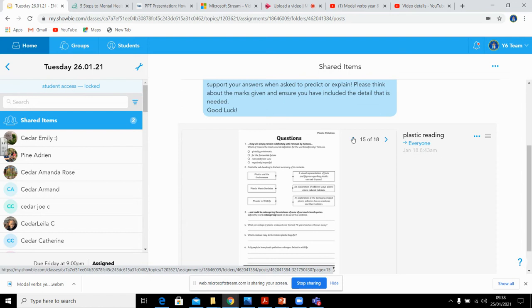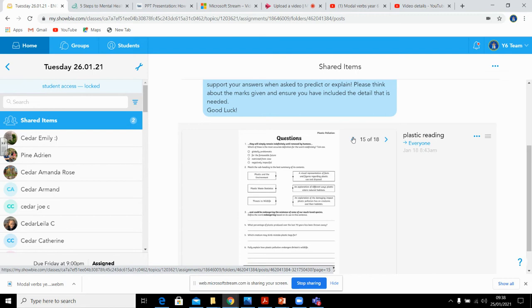But then there's lots of questions where they're asking you to explain a bit about what's been written or to read between the lines. Those kind of questions need a lot more detail. So I want you to really think about the way that you're answering those. If we look at question 3, 'could be endangering the existence of some of our much loved species, define the word endangering.' That's asking you about the language used, so the meaning of words. Think about the meaning of that word, read around that word in the text, and that should help you.